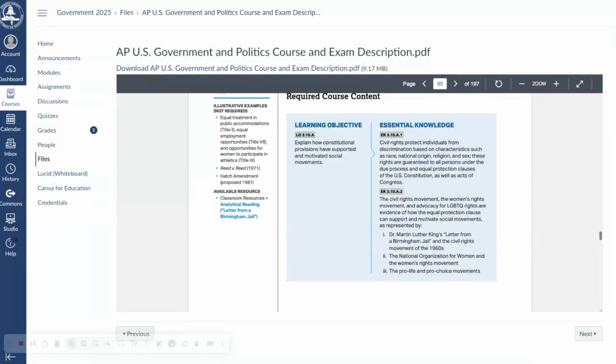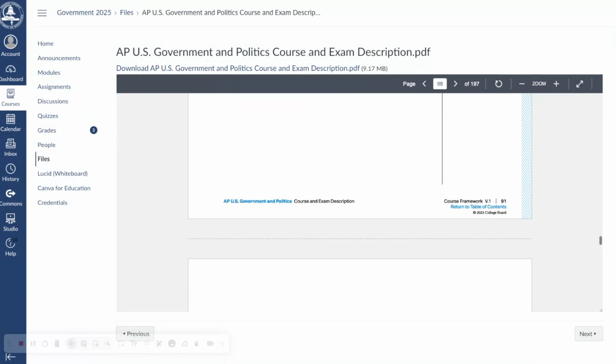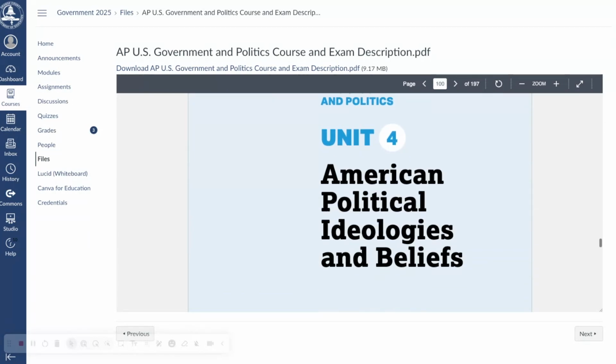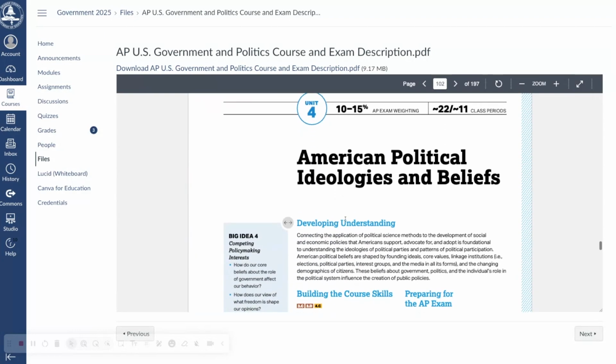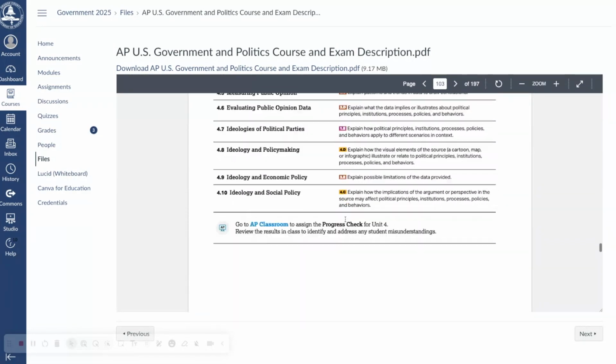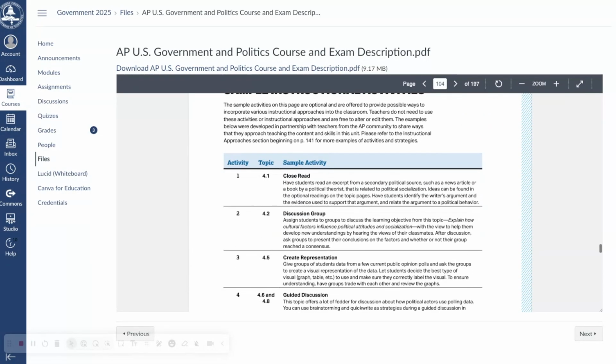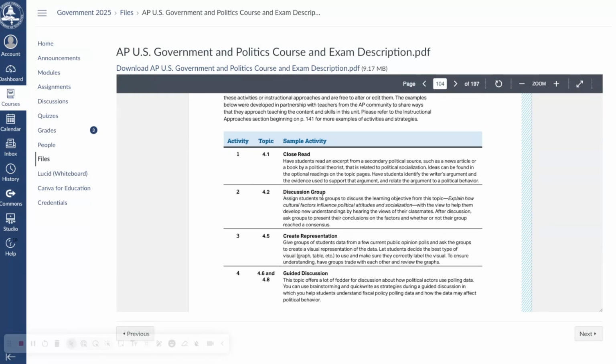That was Unit 3, and now I'm skimming through Unit 3 and moving to Unit 4, American Political Ideologies and Beliefs. So what are some strategies that can help with this unit? Once again, you can probably mix and match with other units as well. Discussion groups: having a topic and having a discussion, or a guided discussion for that matter. Creating representation: give groups data from a few current public opinion polls and ask groups to create a visual representation of data.